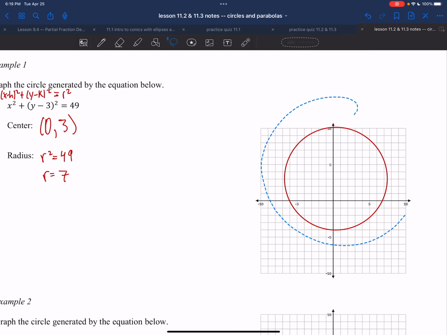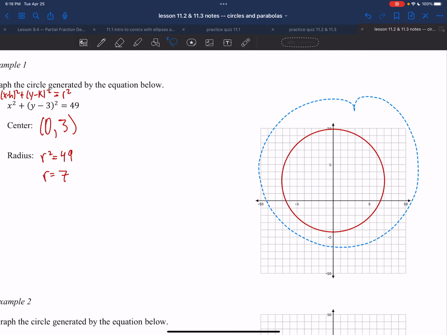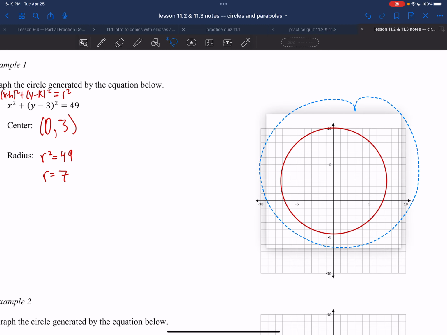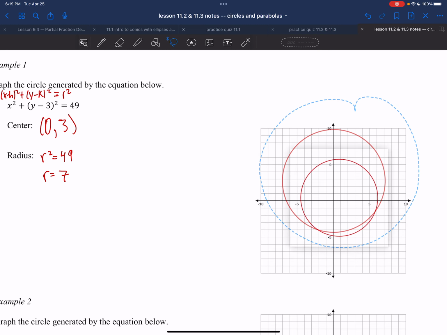I know. What's he doing? Why has he got to... Oh, almost there. Do you see it? Oh, it's almost there.